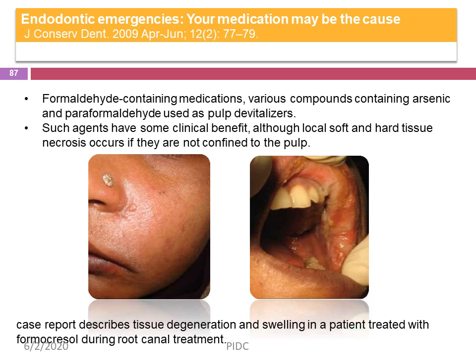So in the earlier days, we used to have formaldehyde or formocresol intracanal medicaments. These intracanal medicaments used to be toxic, and they used to pass through the apex of the tooth and go into the periradicular tissues, which used to cause damage to them, and because of which the tissues used to get degenerated and the patient used to have pain.